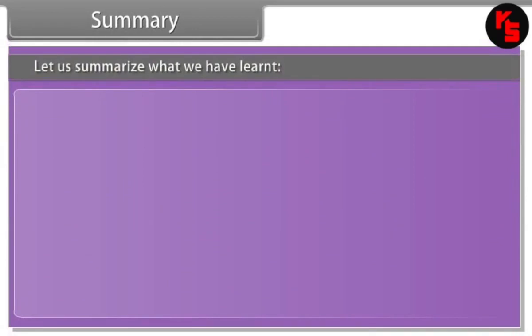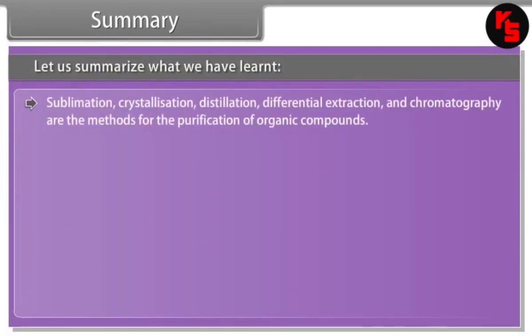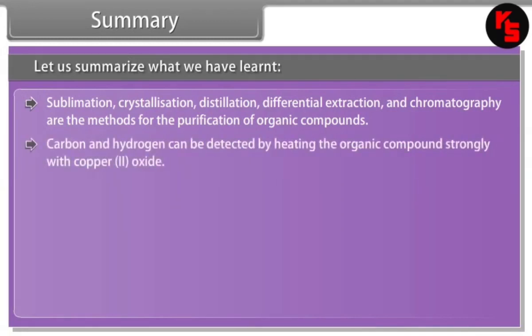Summary. Let us summarize what we have learnt. Sublimation, crystallization, distillation, differential extraction, and chromatography are the methods for the purification of organic compounds. Carbon and hydrogen can be detected by heating the organic compound strongly with copper(II) oxide.